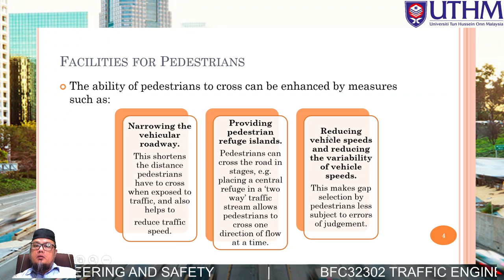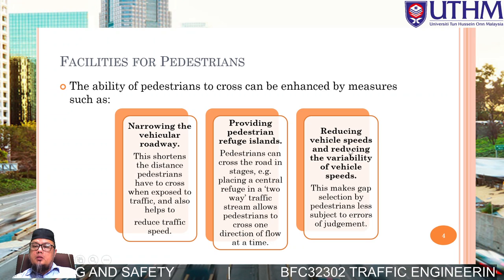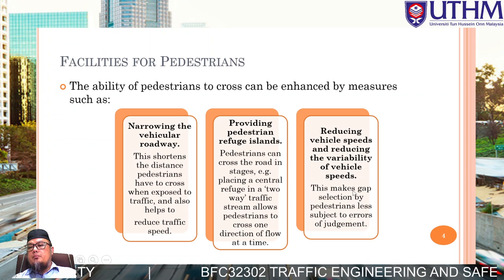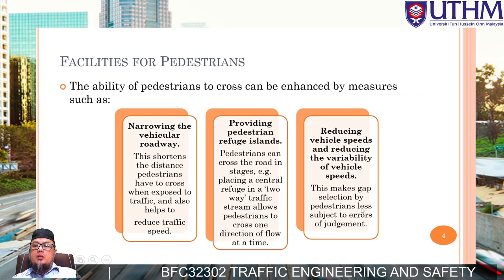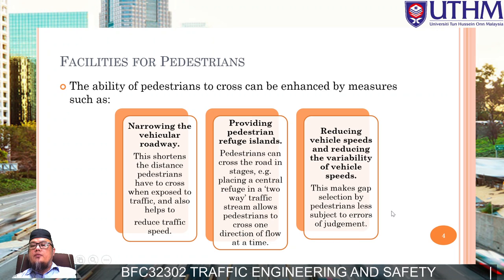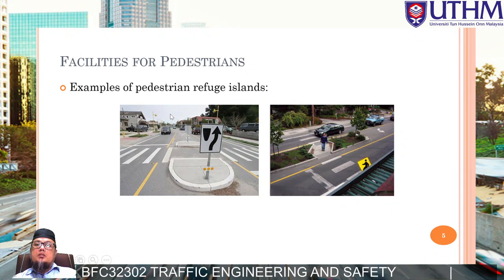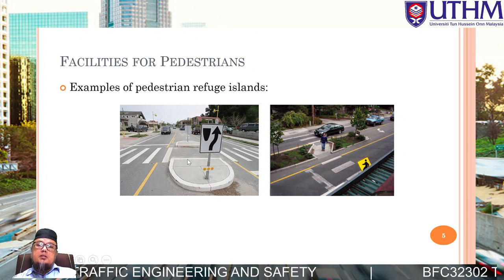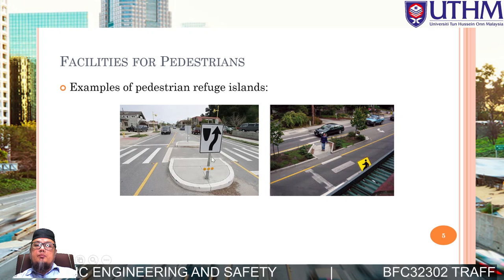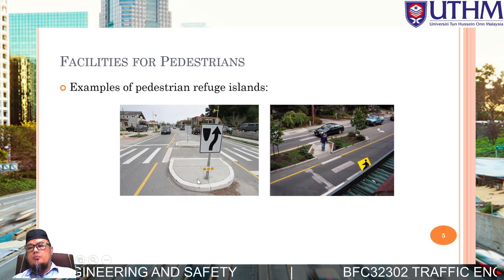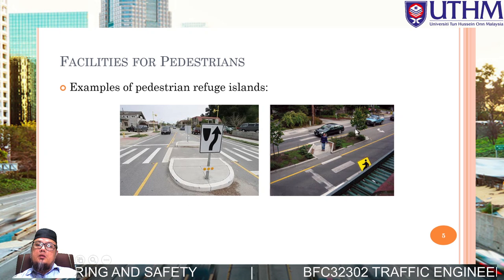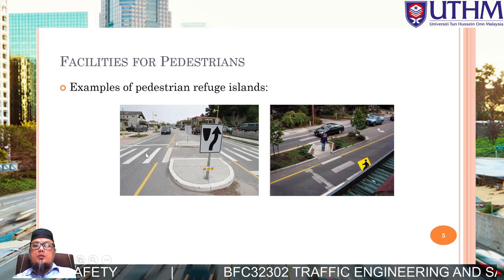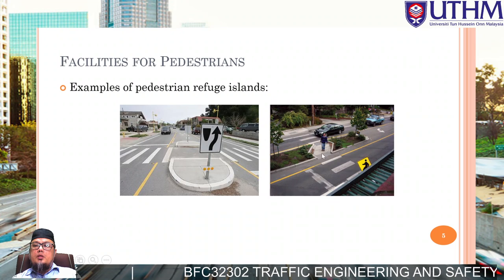Okay, the third one, reducing vehicle speed and reducing the variability of vehicle speed. This makes gap selection by pedestrians less subject to errors of judgment. Okay, these are some examples of pedestrian refuge islands or facilities. This one is the typical one at the crossing, where they just construct a small island. This one they equip with landscape beautification. This one is a direct crossing, and this one they put a staggered crossing.